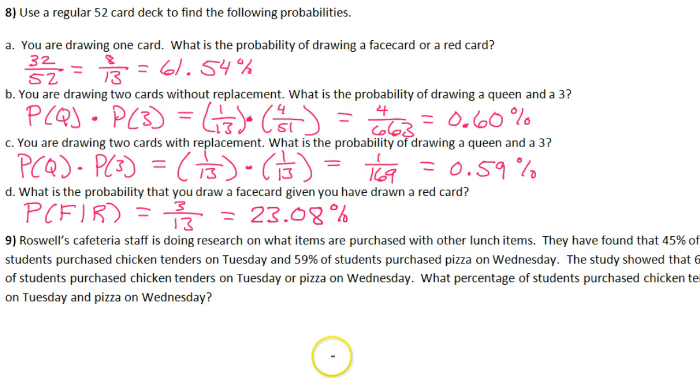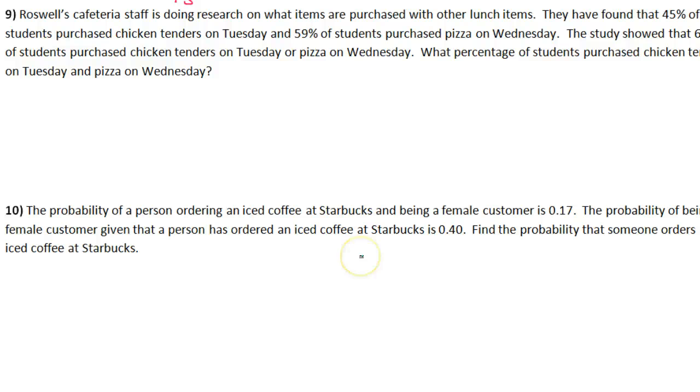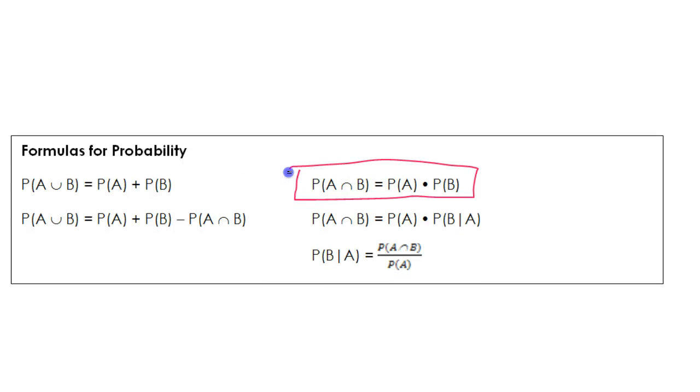So that's it for the cards. Now let's move on and do these word problems. We're going to have to use some equations and work backwards. Remember, there are 2 main equations that we are dealing with, and these are they. This is the AND equation. The probability of A and B is the product of the 2 probabilities.